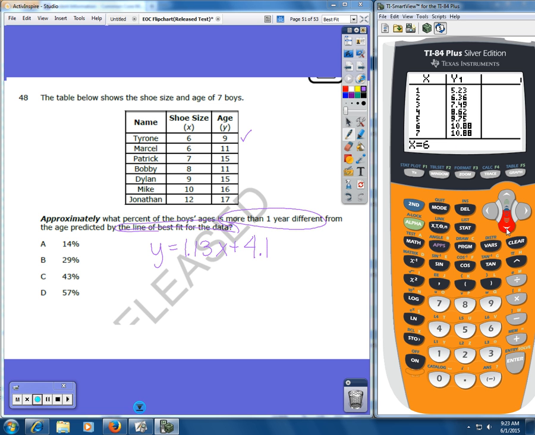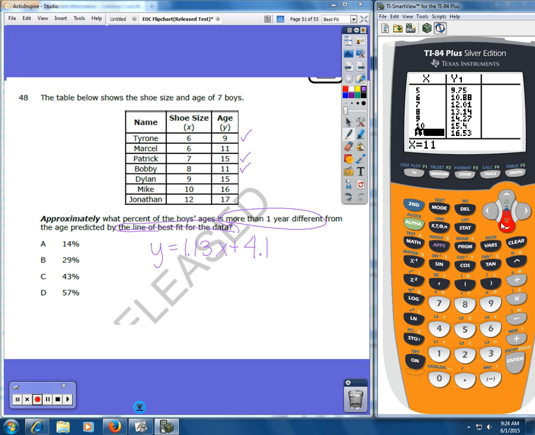Okay, let's scroll down to 7 and look at Patrick. Patrick should be somewhere around 12. And he's not, so he's more than 1 year different, so we're going to mark him. Bobby, who is 8, should be somewhere around 13. He's more than a year different, so we're going to mark him. All right, and we're going to look at Dylan, Mike, and Jonathan, who are 9, 10, and 11 for their shoe size.